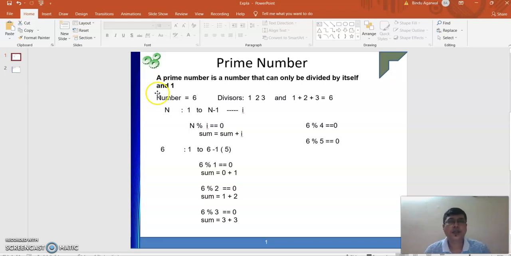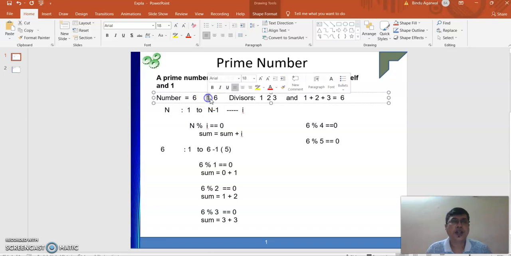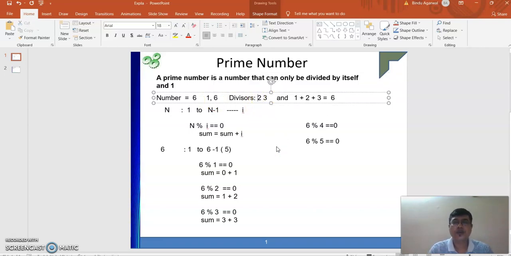Okay, so let us consider a number. Let's say the number is 6, right? This number will be a prime number only if it is divisible by 1 and 6. Now if you start dividing 6 by any number between 1 and 6, that is 2, 3, 4, 5, we see that it is divisible by 2 and also by 3. That means 6 is not a prime number.